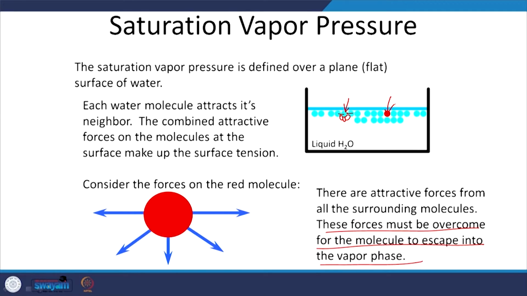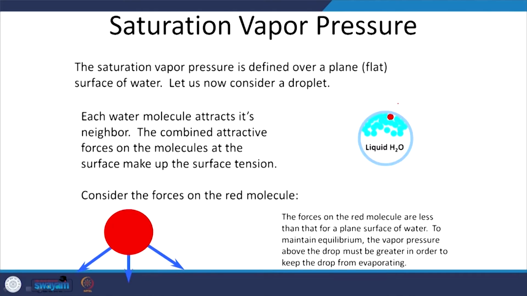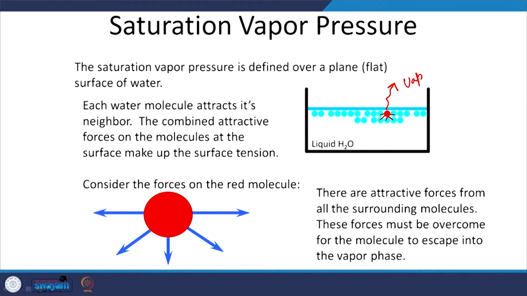If this molecule is to be taken out, if it wants to evaporate into the vapor phase, then it has to overcome the binding forces of its neighbors, obviously. So, the saturation vapor pressure is defined over a plane surface of water. What is saturation vapor pressure? This is the vapor existing here and this is the liquid. The vapor is exerting some pressure on the surface. When do you call it saturation? When the rate of evaporation and the rate of condensation are equal. The pressure exerted at that point is the saturation vapor pressure over a plane surface of water.